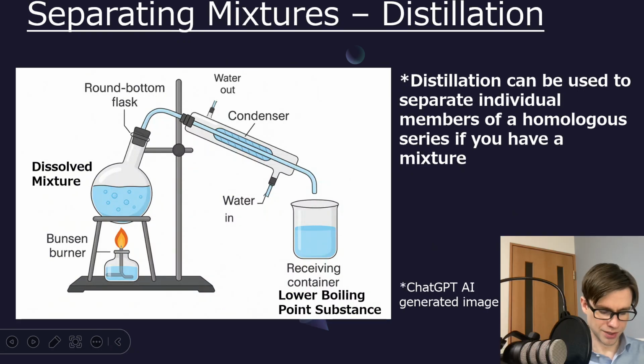Okay, reminder of distillation. We put liquids in a flask and heat it up. It's a mixture, and then the lower boiling point, the more volatile things, will evaporate and boil first. We catch them in a separate container. Then once the temperature starts changing again and goes to the next compound, we change our flask and we collect the next thing. This could be used to separate members of a homologous series because we just saw they have different boiling points. But still not that easy.